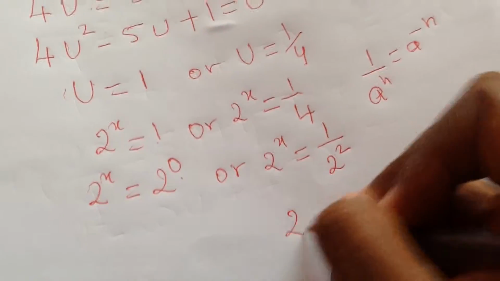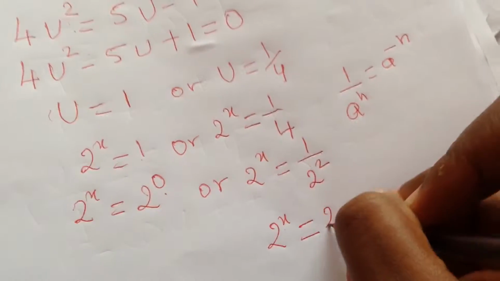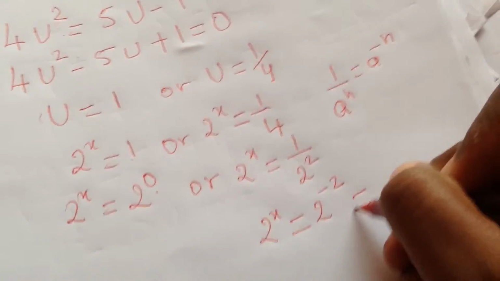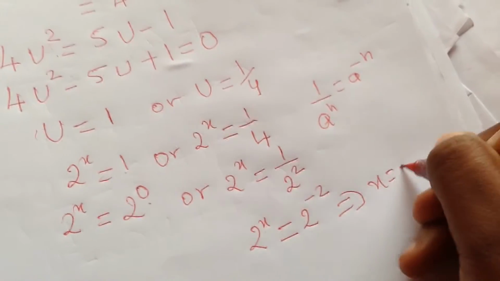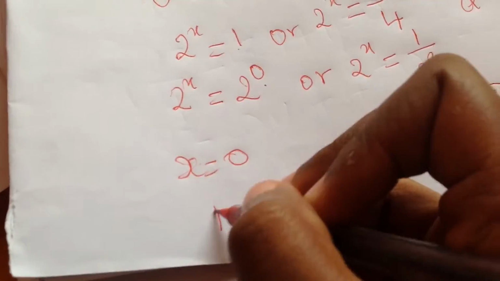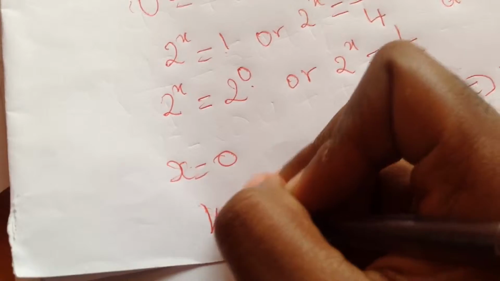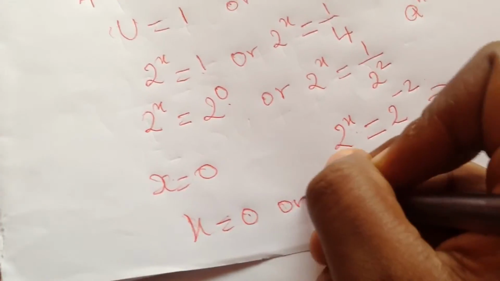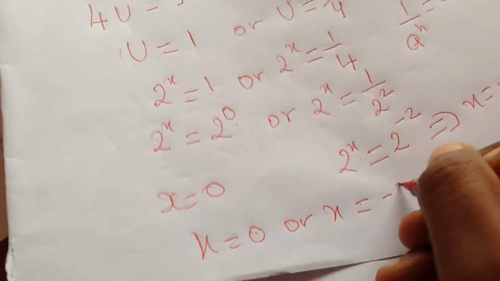So then you write 2 raised to the power of x is equal to 2 raised to the power of -2. You equate the top, so x is equal to -2, and you come back here and write x is equal to 0. So the answer to this question is x is equal to 0 or x is equal to -2.